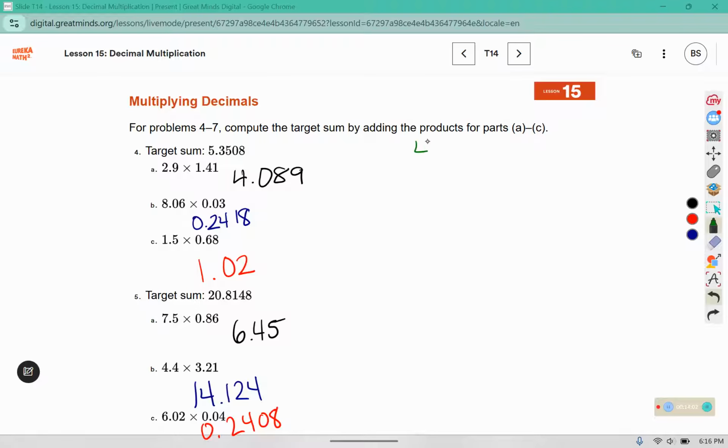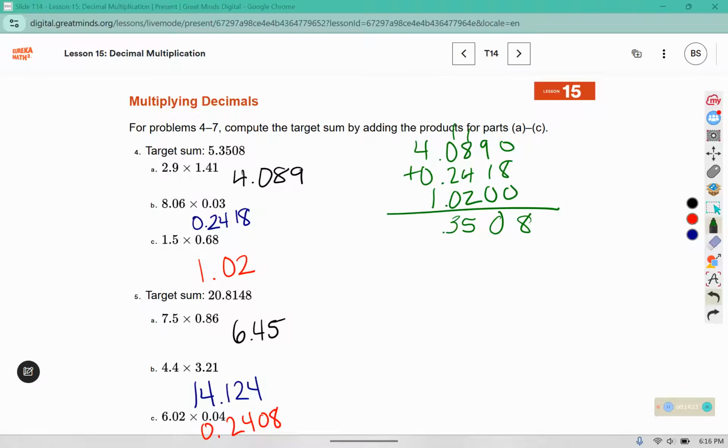Computing the sum, we have 4.089 plus 0.2418 plus 1.02. Remember, in addition, it's important to keep the place values lined up. That would be 8, 10, 15, 3, and 5, which is what we ended up with for the sum there as well.